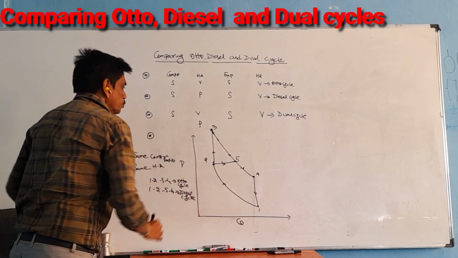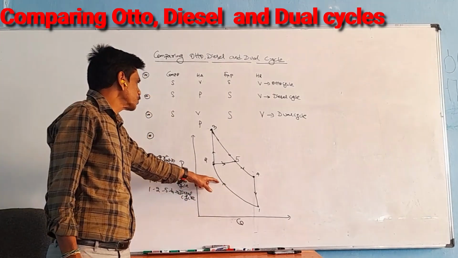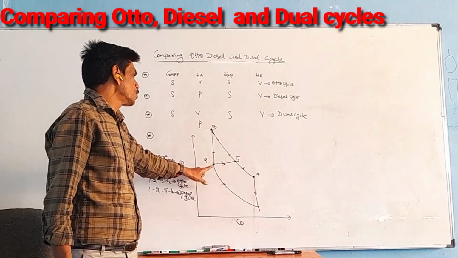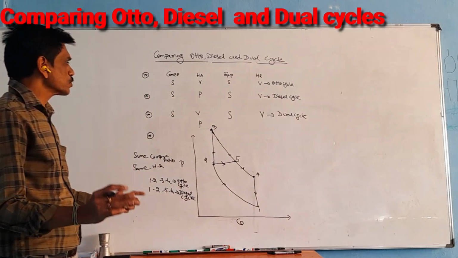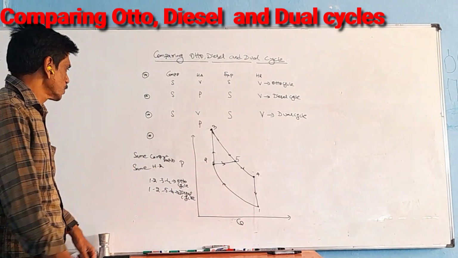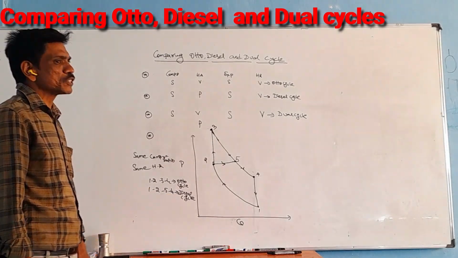So you can see both cycles, the Otto cycle and the diesel cycle. The compression ratio, the 1 to 2 process, is maintained the same for both cycles. The heat rejection, the 4 to 1 process, is also maintained the same. So 1, 2, 3, 4 is the Otto cycle, and 1, 2, 5, 4 is the diesel cycle.